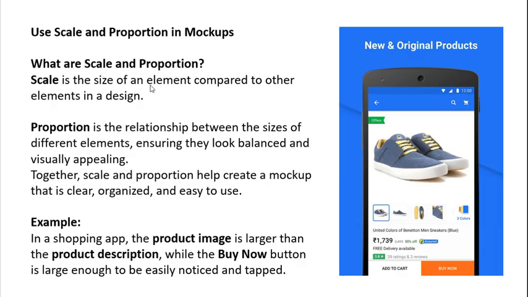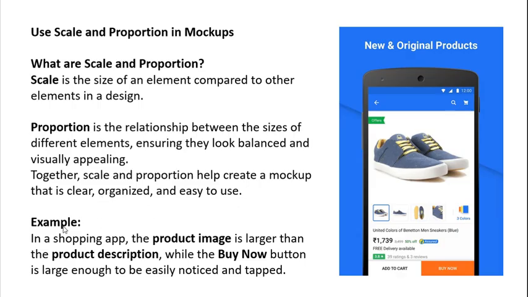Scale is the size of an element compared to other elements in a design, and proportion is a relationship between the sizes of different elements, ensuring they look balanced in visual appearance. Together, scale and proportion help create mockups that are clear, organized and easy to use.